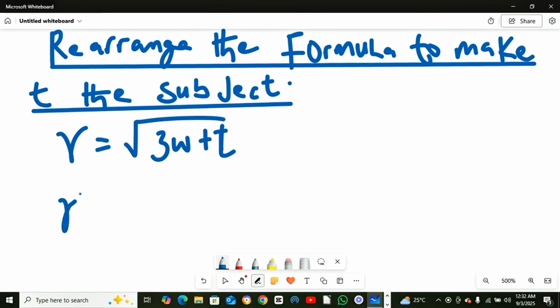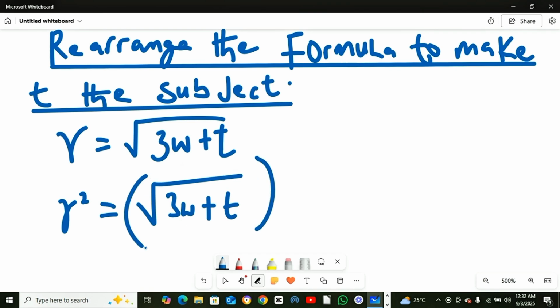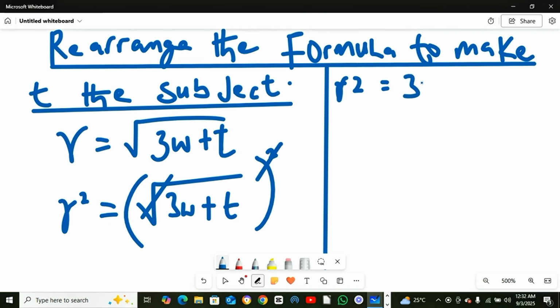So we're going to have r squared equals the square root of 3w plus t. So we're going to square this here. So this square will cancel out this square root. So we're going to have r squared equals 3w plus t. So the idea is to make t the subject of the formula.